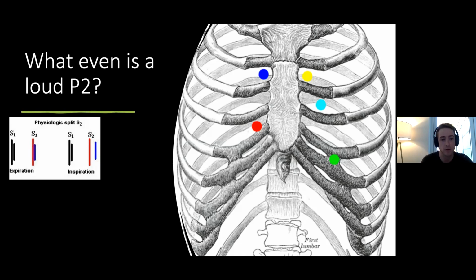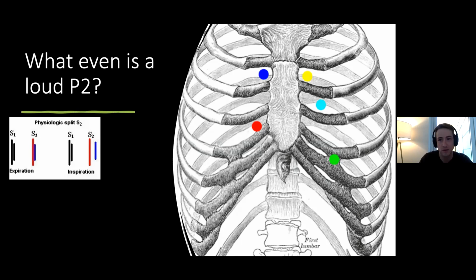So the closure of the pulmonic valve is slightly delayed. If you're good at hearing heart sounds, you bust out your Littmann Cardiology 3, and you should be able to hear that physiologic splitting during inspiration, but you should only be able to hear it in the pulmonic window, which is in the yellow there. If you move your stethoscope over to the aortic window and you still hear that splitting sound, that is abnormal. That is a loud P2.